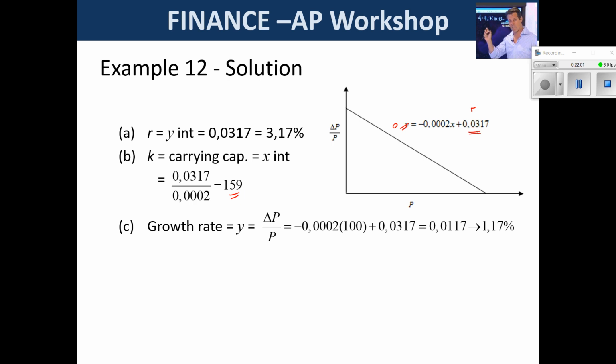And then they asked me, what is the growth rate when the population, which is your x value, because remember your x-axis is your P, when the x is 100? And so we just substitute that into my formula. Not too difficult to show. That would then be the growth rate.